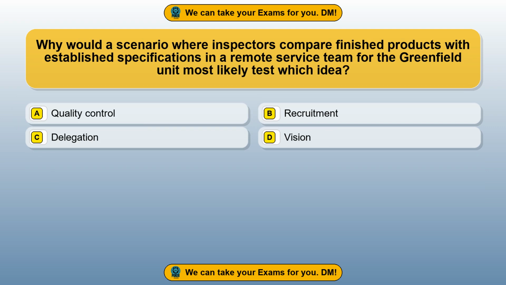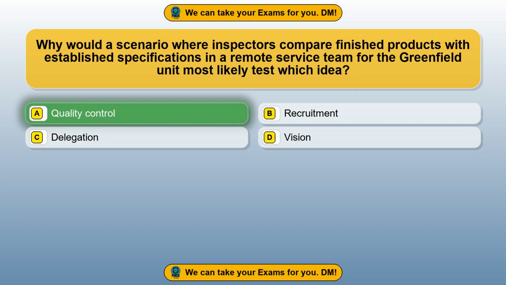Question 64. Why would a scenario where inspectors compare finished products with established specifications in a remote service team for the Greenfield unit most likely test which idea? Option A, quality control. Option B, recruitment. Option C, delegation. Option D, vision. The correct answer is option A, quality control.